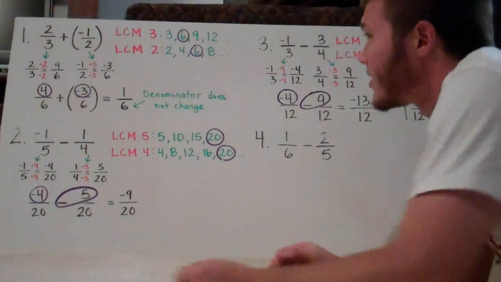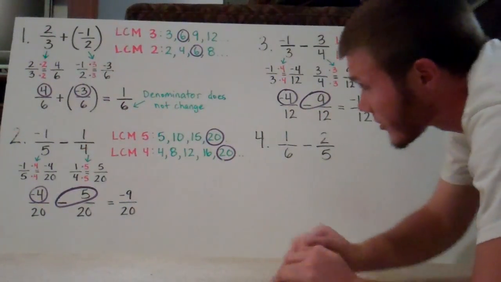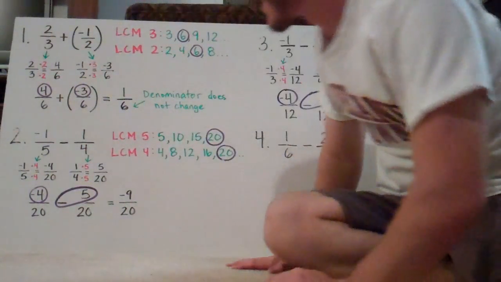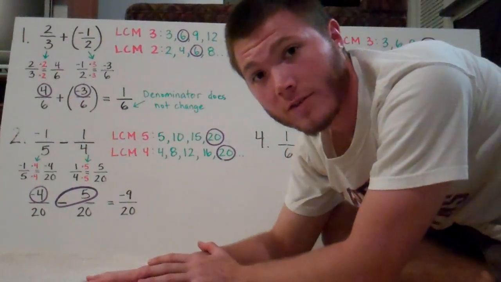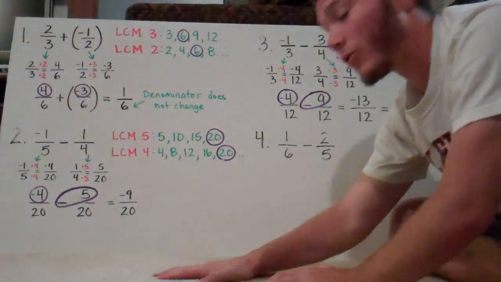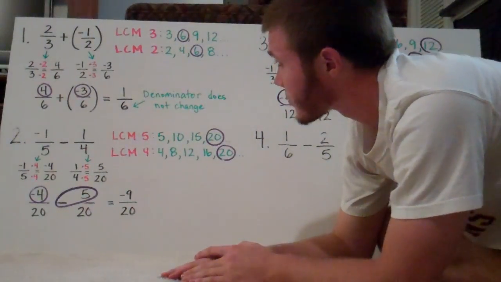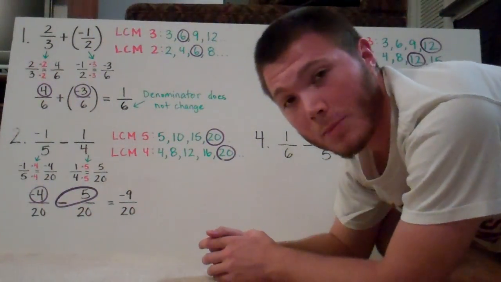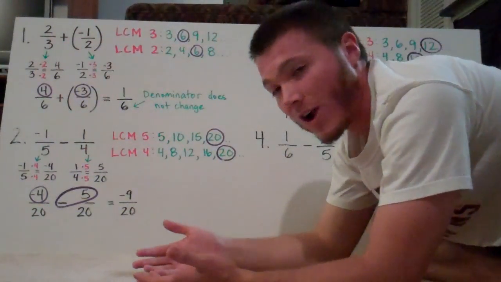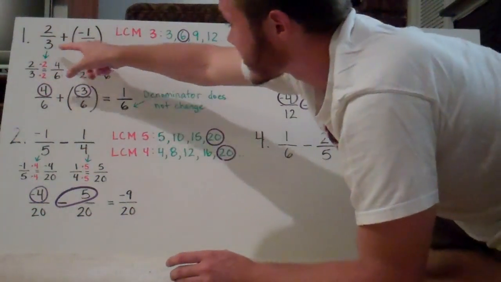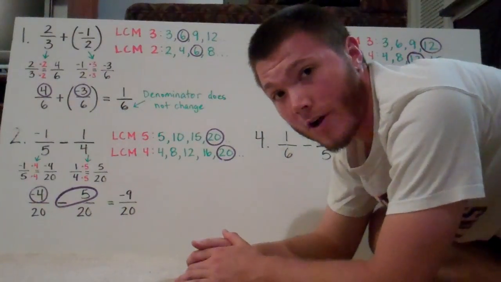So first example. I've got 2/3 plus -1/2. Before we can do anything to this problem, we need to find the least common multiple of the denominators, because you can't add or subtract fractions that don't have the same denominator. You can't do it.